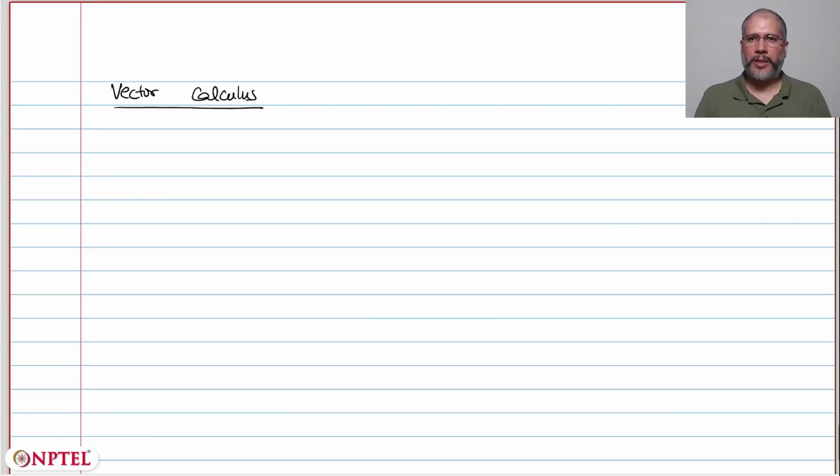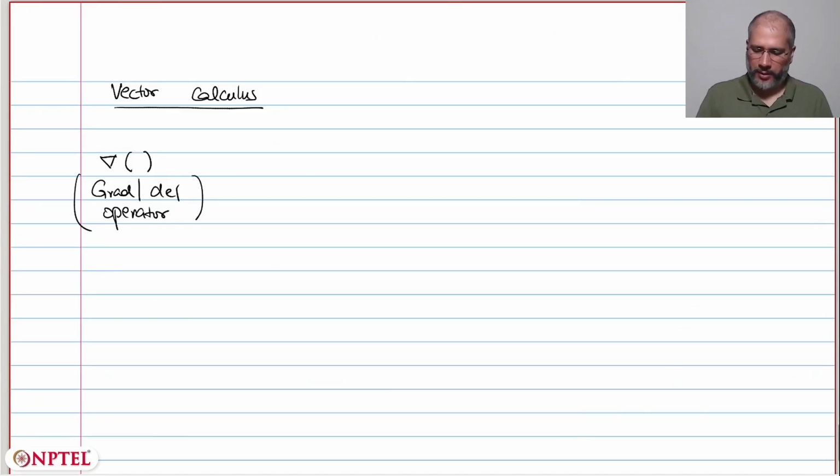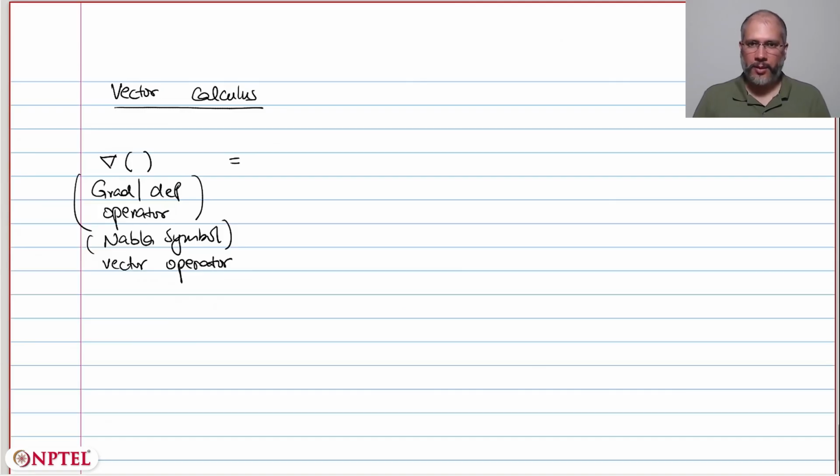So a good starting point for vector calculus is defining the grad or the del operator. This is the grad or the del operator. In fact, it's also known as the nabla symbol. So this operator is a vector operator. What it means is that the result of this operator is a vector.